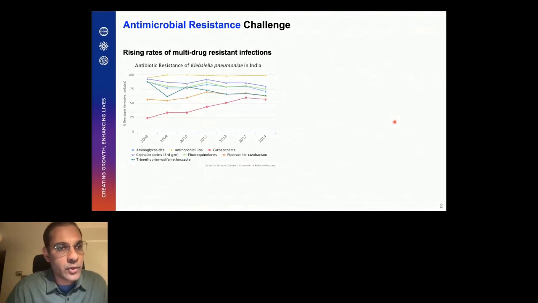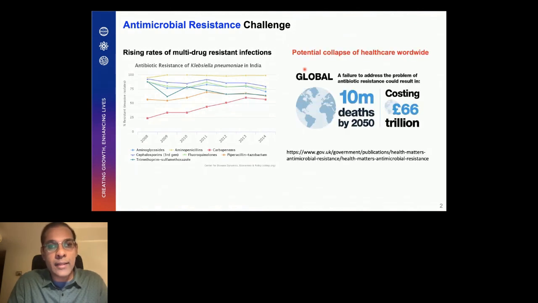As probably many of you know, there's rising rates of multi-drug resistant infections in different parts of the world, and particularly in Asia, where in some countries, resistance to all common antibiotics is going up, and for some species, the resistance rates are above 50% in terms of the strains that are observed clinically. And this, if it is left unchecked, could lead to potential collapse of healthcare worldwide because microbes don't see borders.